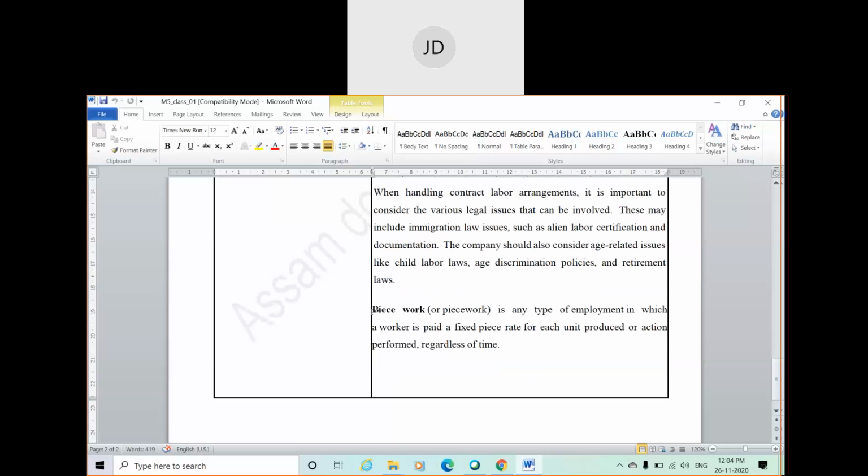Then there is additional information given here: piecework. What is piecework? It's also a popular term in construction. It is employment in which a worker is paid a fixed piece rate for each unit produced or action performed, regardless of time. Whenever you complete it doesn't matter, but the price for a particular work is fixed beforehand. It is independent of the completion time, so it's called piecework. It's an additional term I have put here.